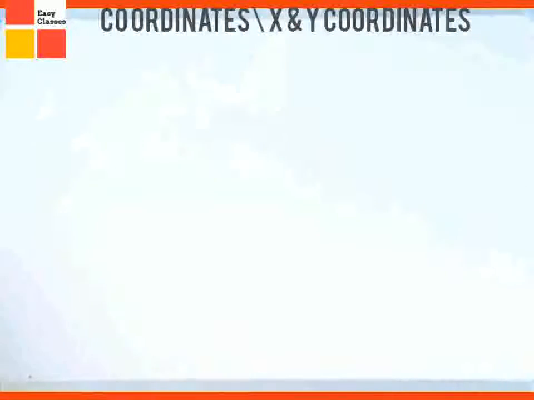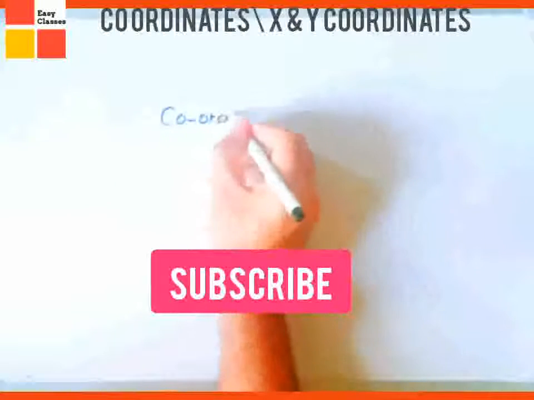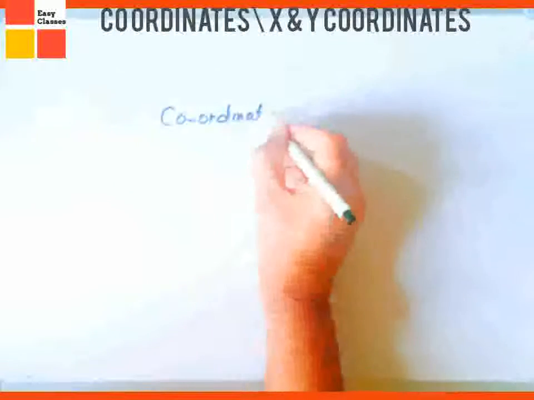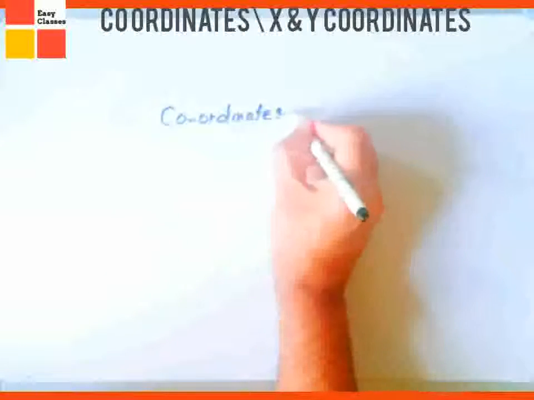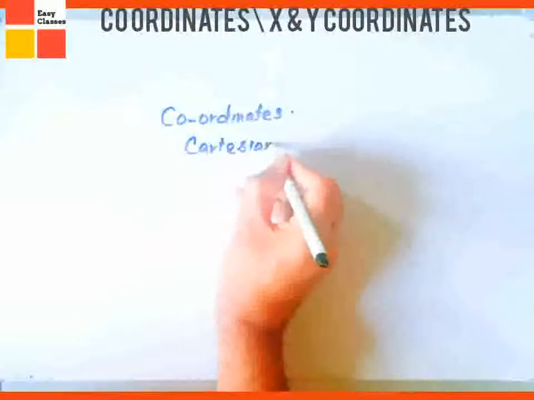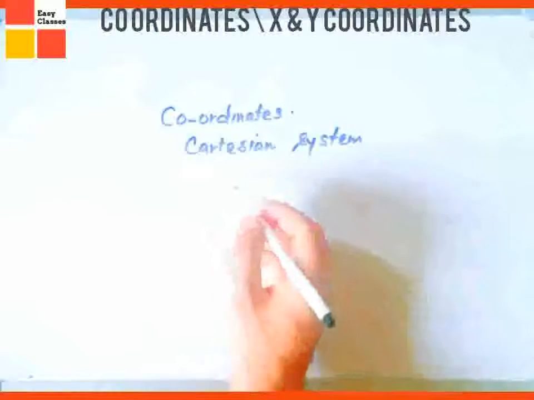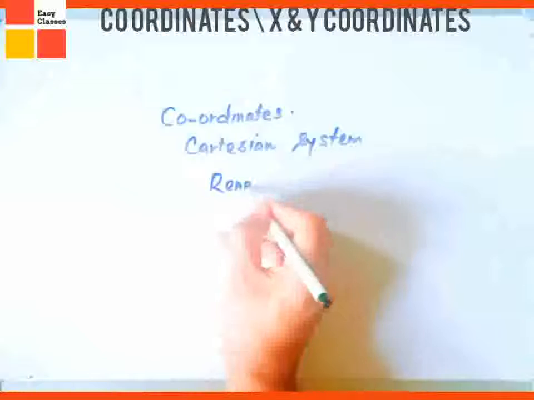Hello students, we have been talking about graphs and their basic understanding for a couple of days. Today we are going to talk about one important thing about these graphs, that is coordinates. We will try to understand what coordinates are. Coordinates or the coordinate system is sometimes also called the Cartesian system. It was a mathematician in the 17th century, whose name was Rene Descartes.